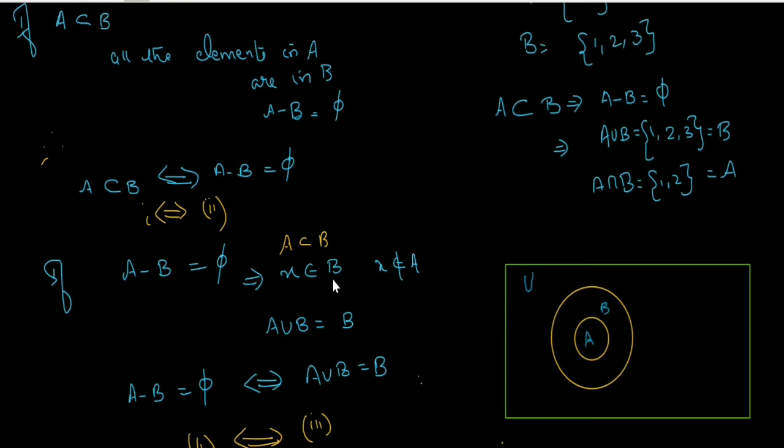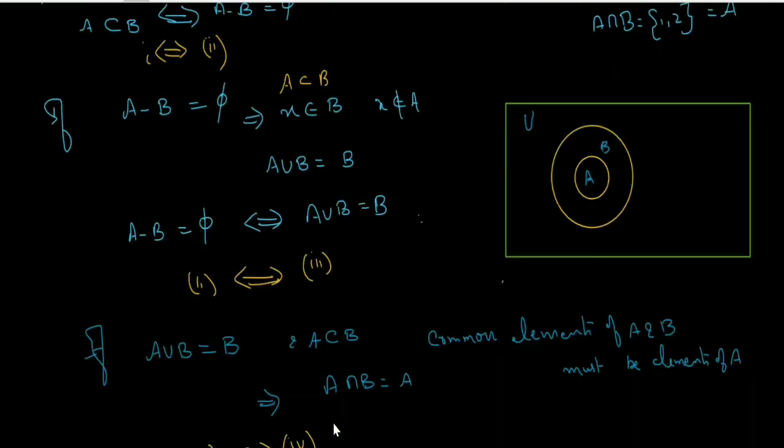Because B is a superset, some X, B has an element X which is not in the set A. Isn't it? B has some element X which is not in A. So when you find A union B, then you will get the big set, that is superset B. So A minus B is empty means X, some element is not there in A. So A minus B is empty, that means A union B will be the set B. So second implies the third.